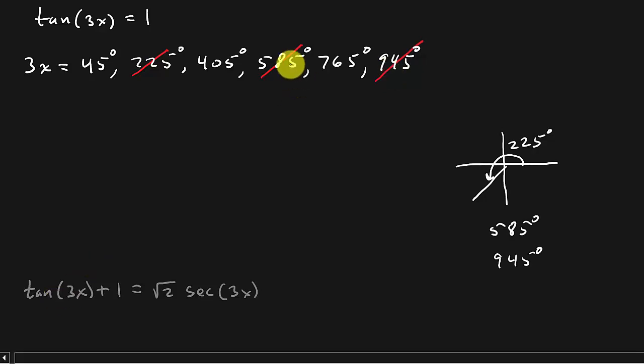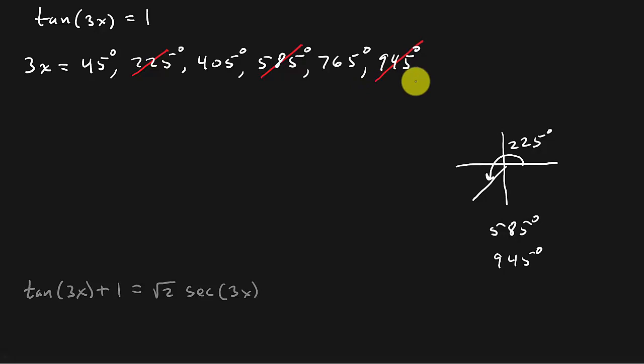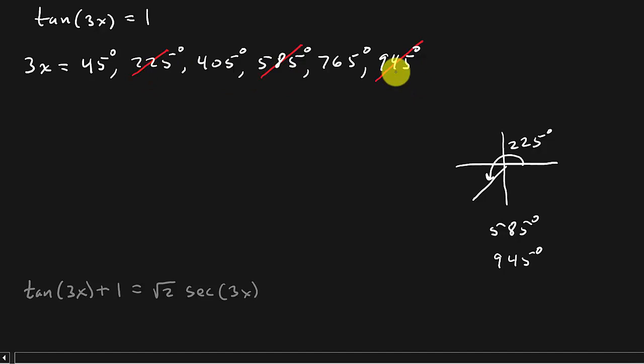So if we plug in 225, 585, and 945, I don't even care about the exact answer right now. What I'm looking at is when I do the tangent of 225, the tangent of 585, the tangent of 945, and also the secant of those three angles: the tangent of those angles is positive. The secant of those angles is negative, right? Because we're in the third quadrant. Secant's negative in the third quadrant.